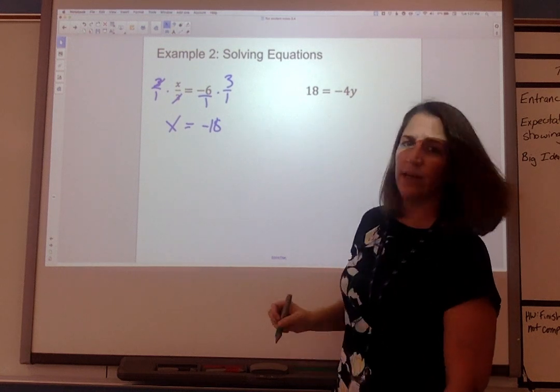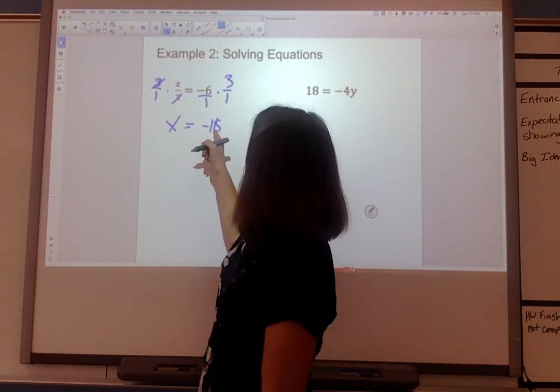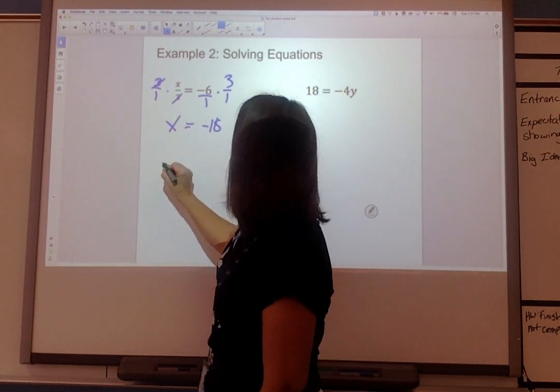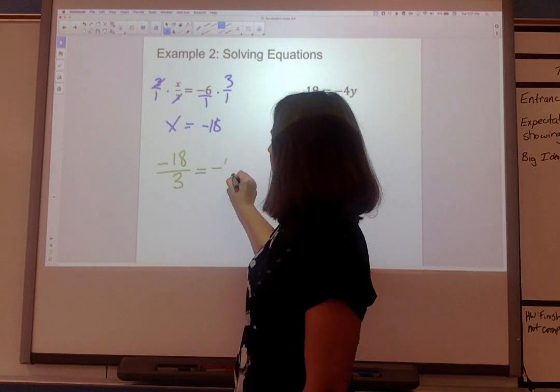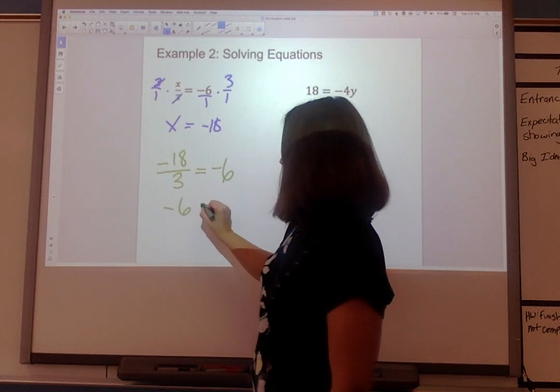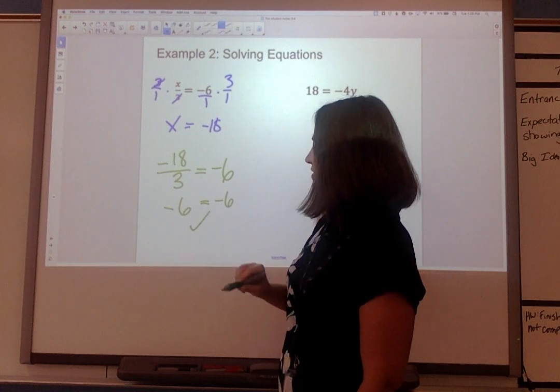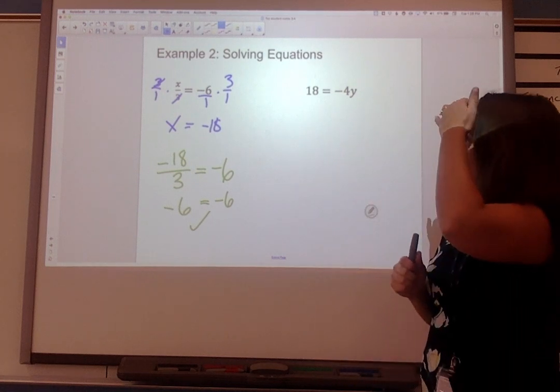Now I can go ahead and do my check, just like we did with addition and subtraction problems, by putting negative 18 in for x. So we'll say negative 18 over 3 equals negative 6. And yeah, negative 18 divided by 3 is negative 6. So we'll say negative 6 equals negative 6. We've checked.